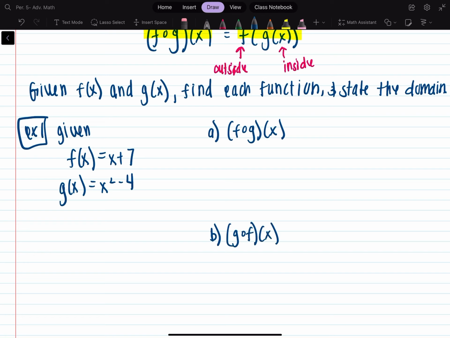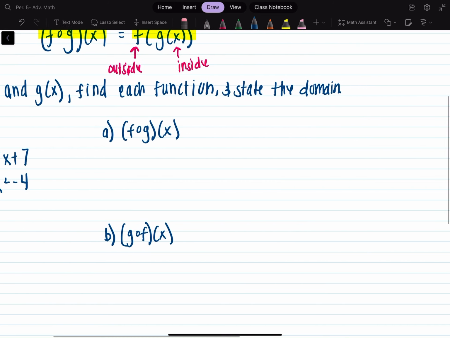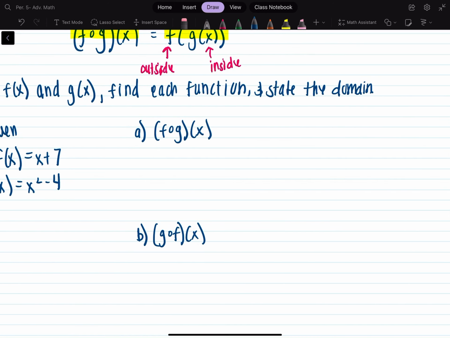Don't get used to it always being f composed with g. Sometimes you can also take g and compose it with f. All right, so let's start at the top in part A, where we're taking the function f and composing it with the function g.